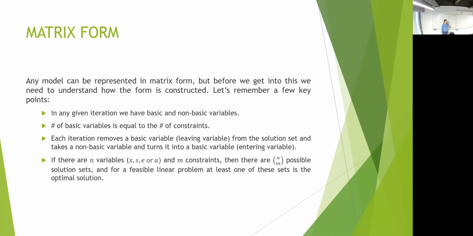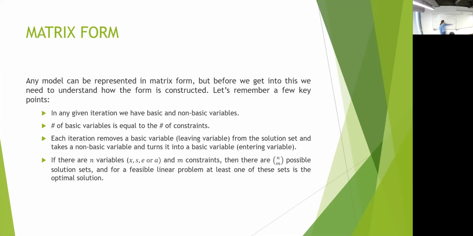But in any given iteration, we have basic and non-basic variables. Correct. These were non-basic variables, these were basic variables in this model. Number of basic variables is always equal to number of constraints. True. So this one was a non-basic variable, by the way, but these two are basic variables. So we had 2 basic variables and 3 non-basic variables, and these 2 basic variables had 2 constants associated with them.